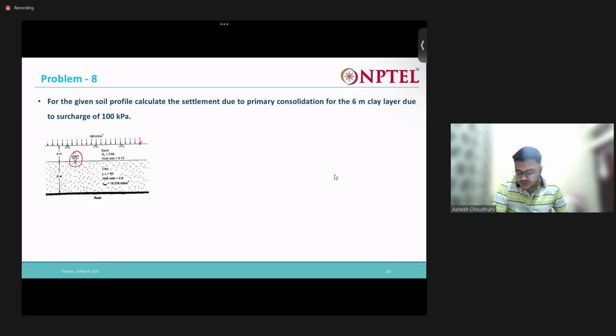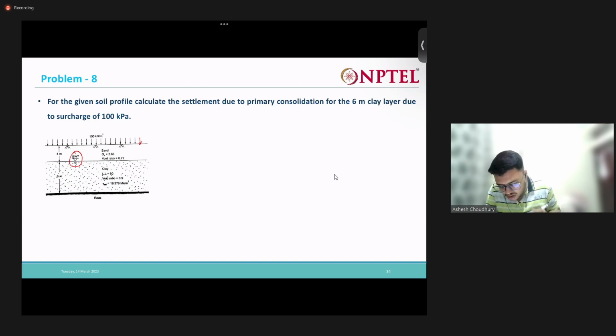What we need to determine is the consolidation settlement of the clay layer, right? To determine it, our first step is to use the given values of g and so on. Initially you need to determine the unit weights: the dry unit weight of the sand, and the submerged unit weight of the clay. These two things we need to determine from the given data.